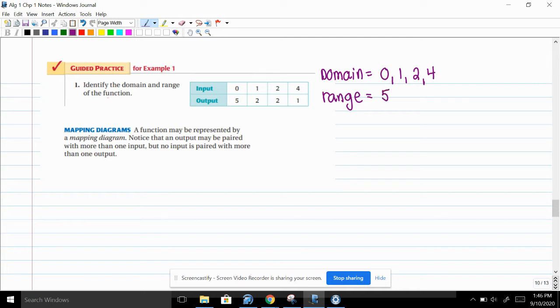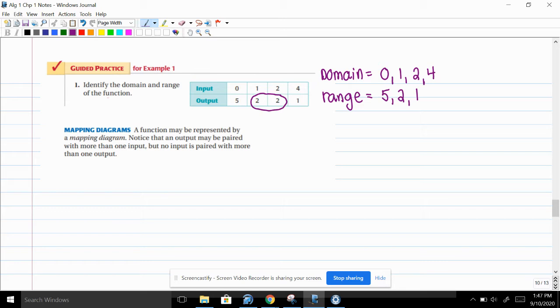Now, there are two 2s in the outputs. If you have a number that repeats itself in the outputs, you don't have to list it twice. So my range would be 5, 2, and 1. When something repeats as part of a set, you don't have to double up on it. Mentioning it once is good enough.